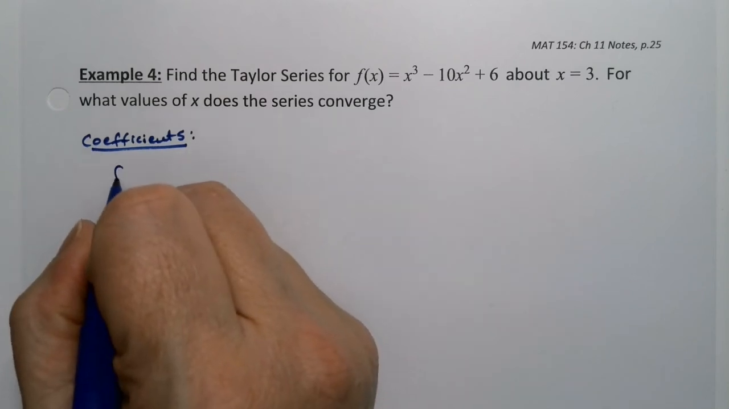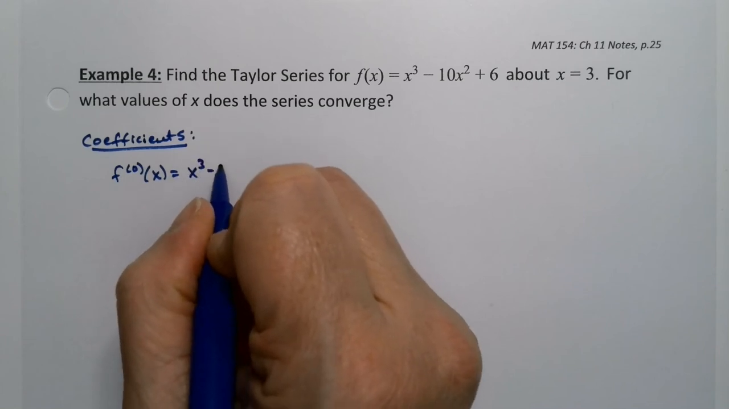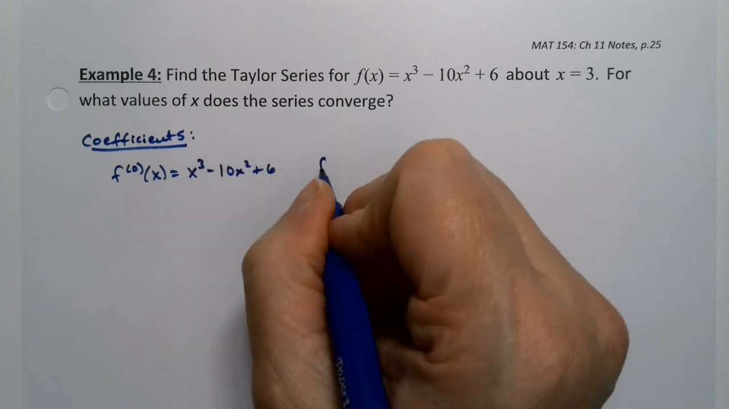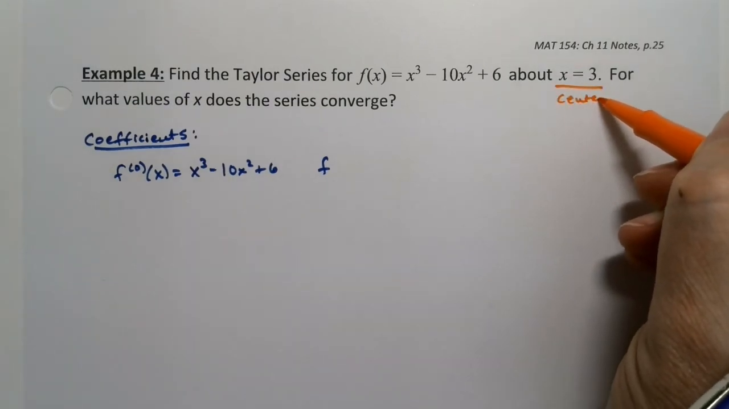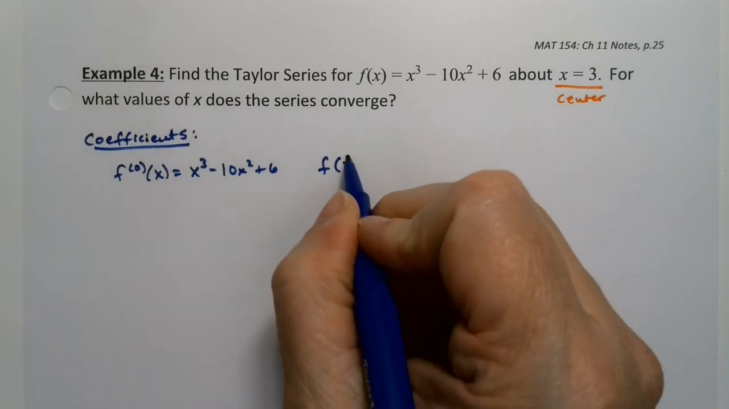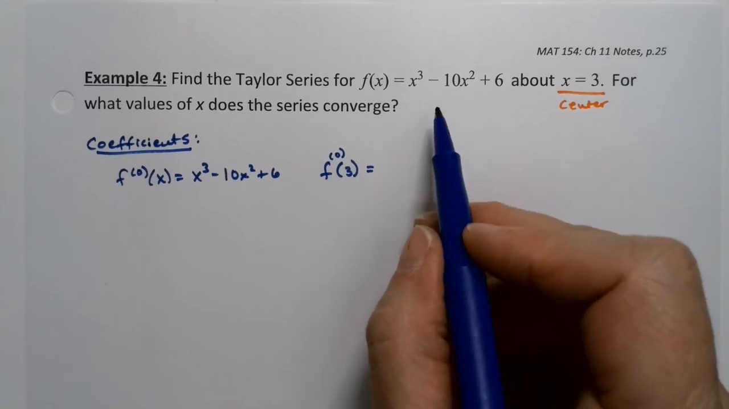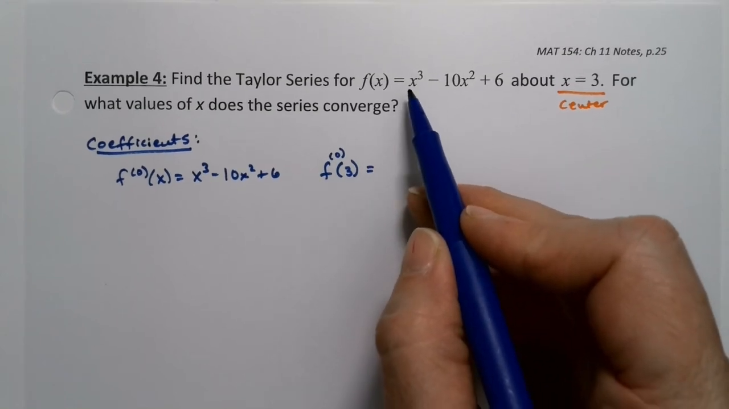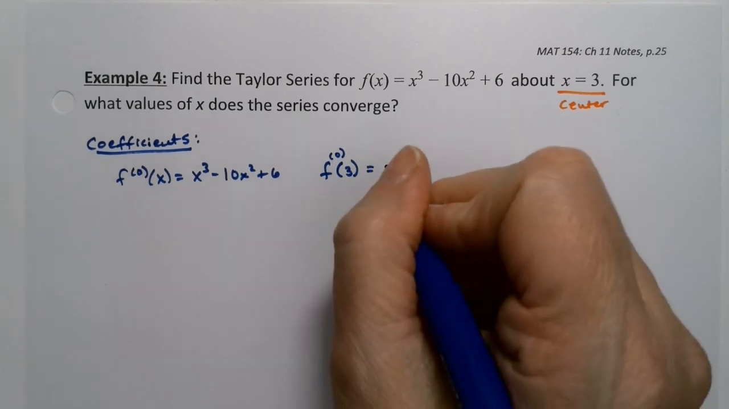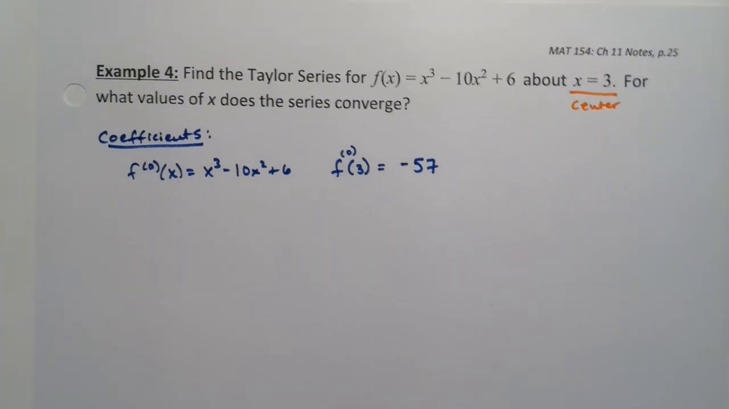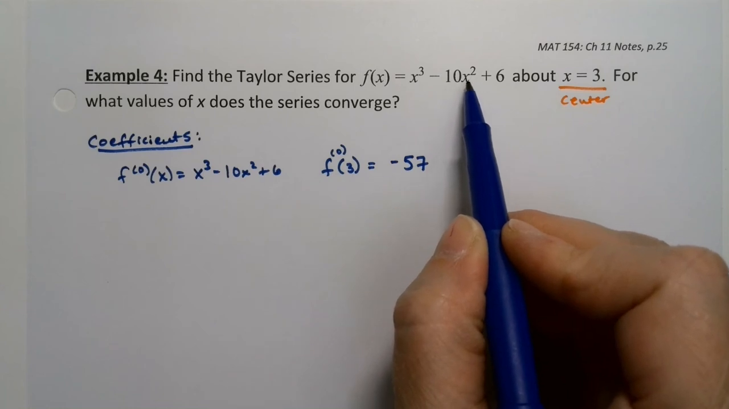All right, so of course the 0th derivative is the same as the function itself, which is x cubed minus 10x squared plus 6. And we're interested in the value, the center of 3. So we're going to find f of 3, which if you like, is the 0th derivative at 3. In other words, you haven't taken a derivative. So that's 3 to the 3rd power minus 10 times 3 squared plus 6, which is negative 57, because it's 27 minus 90 plus 6.